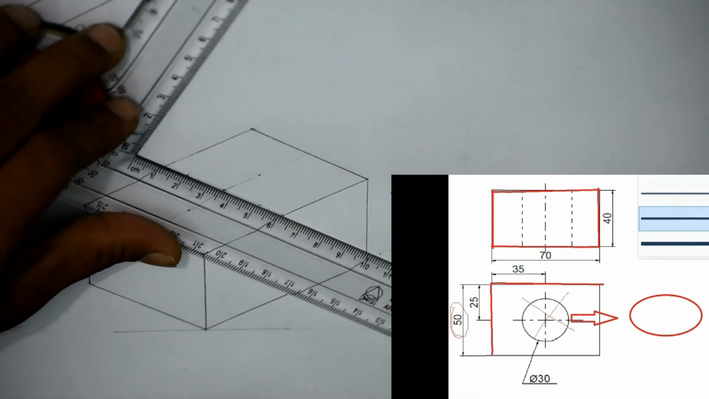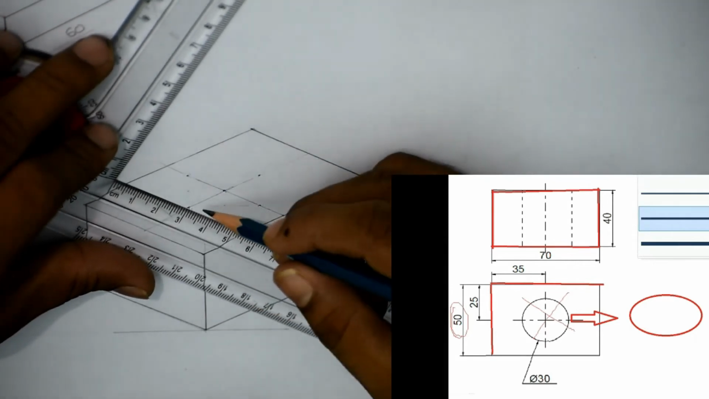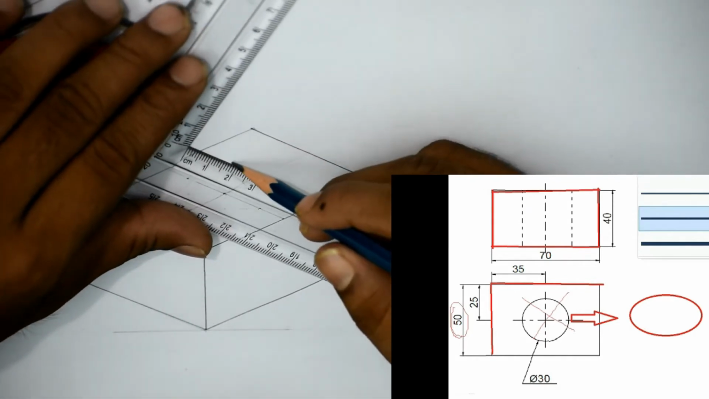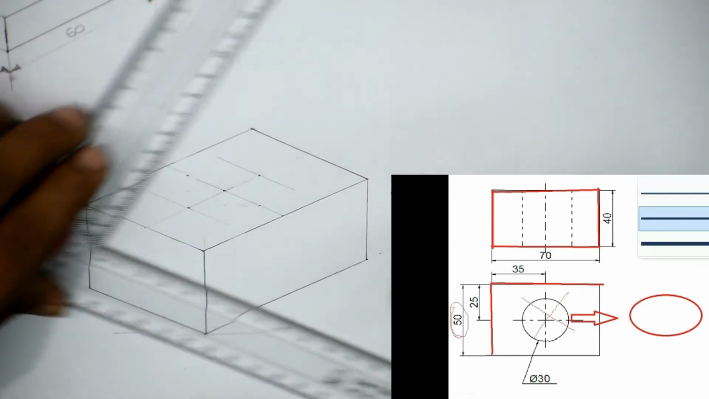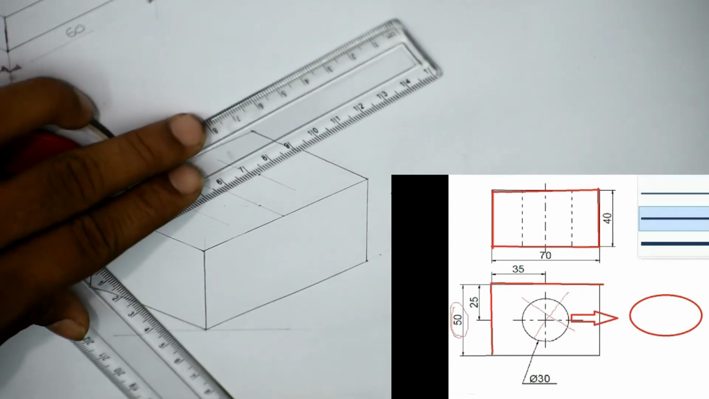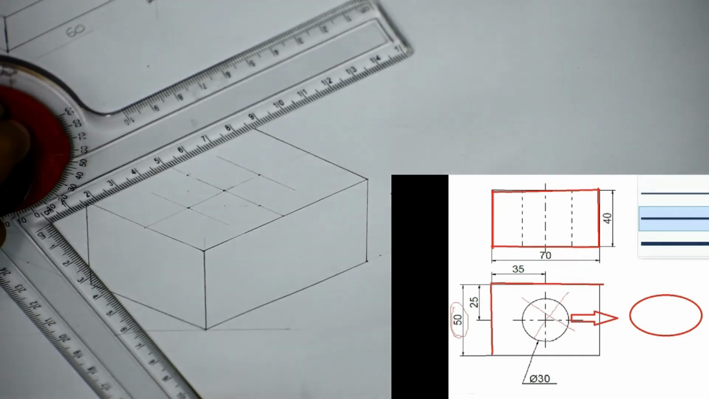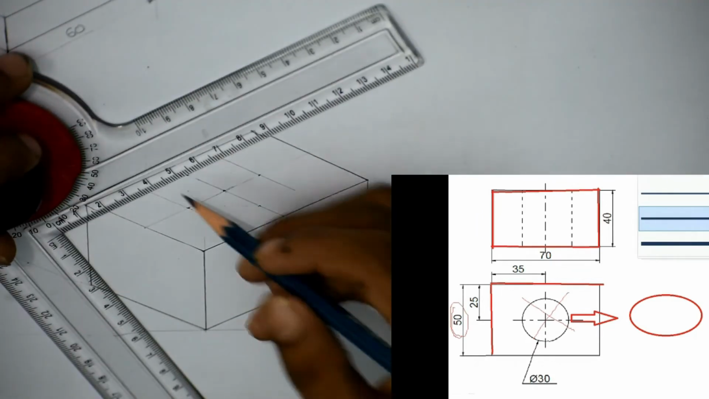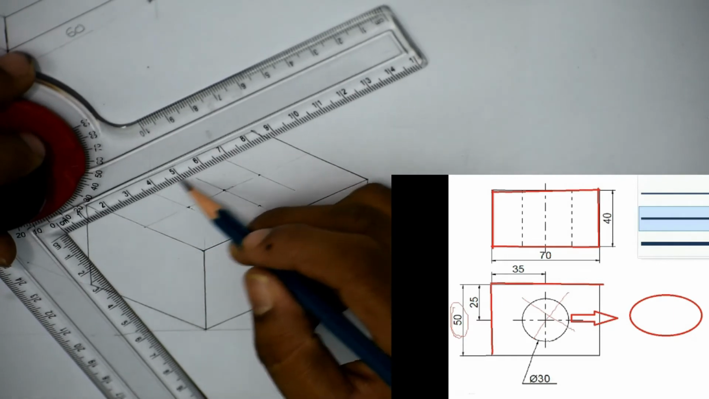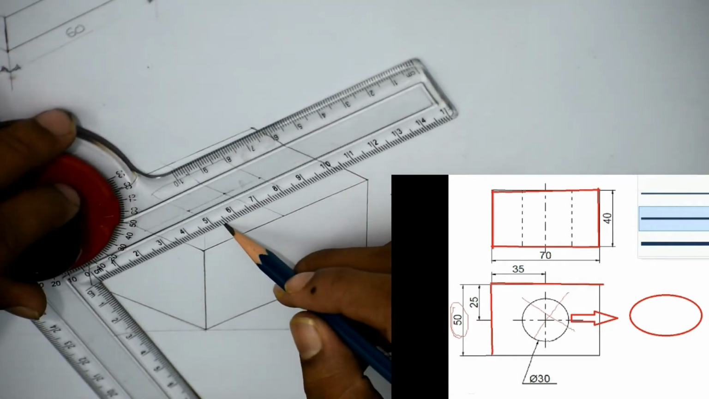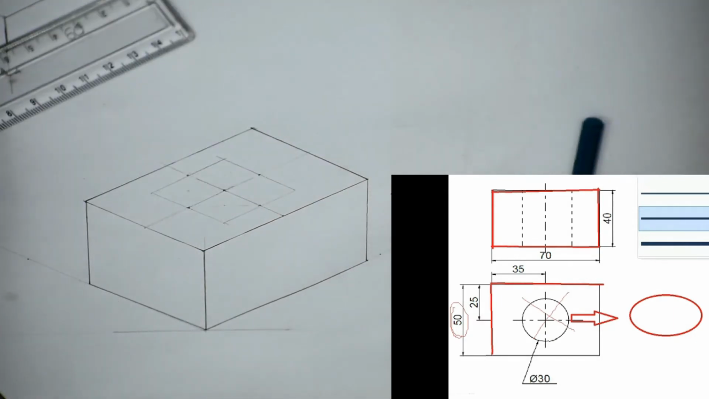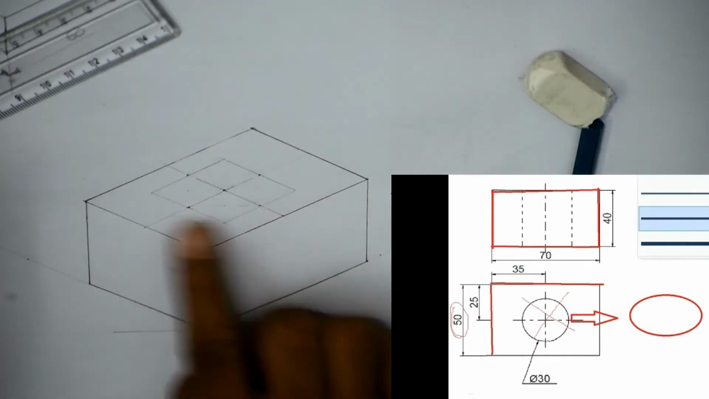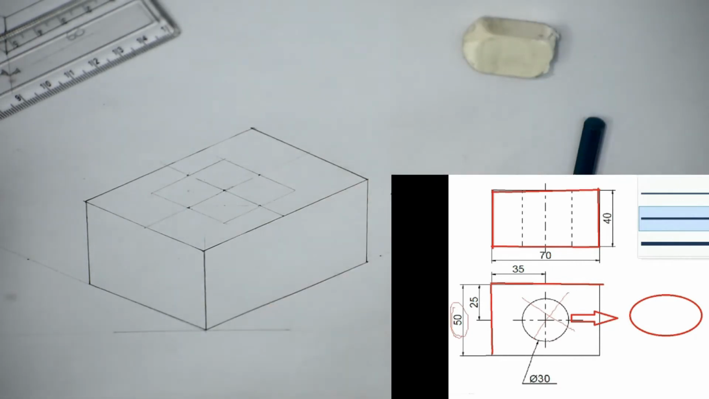For that reason, I am using a 2H pencil here because this is not part of our answer. We are just taking this line to draw the ellipse shape here. And align the drafter. Now you see that there is a shape which has been formed here, like a rhombus shape.